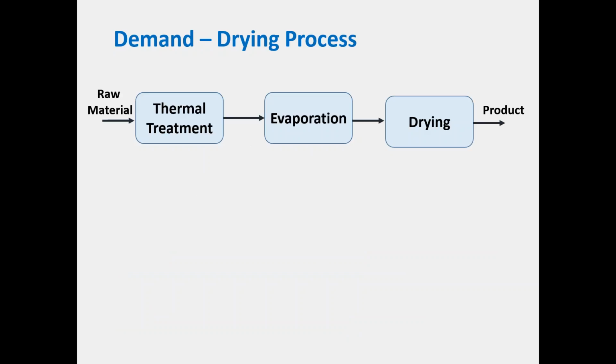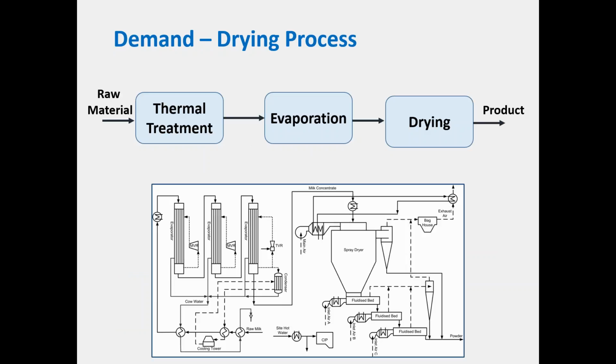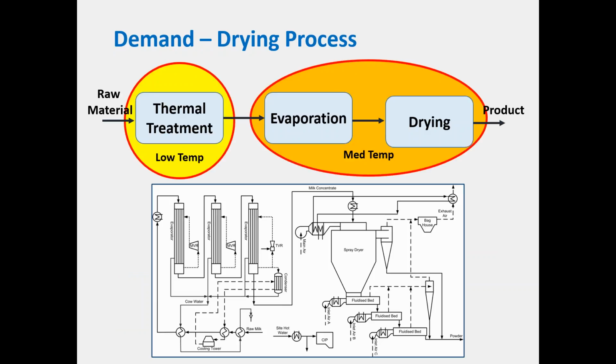Okay, so we're going to go through a bit of an example here of a drying process. Say milk drying. So we have our raw material come in, and we may do some thermal treatment to that, and that's typically in the low temperature range. Before we have some evaporation, so we're removing water in order to increase the concentration before we go into a spray dryer to then dry the product up to the final moisture content.